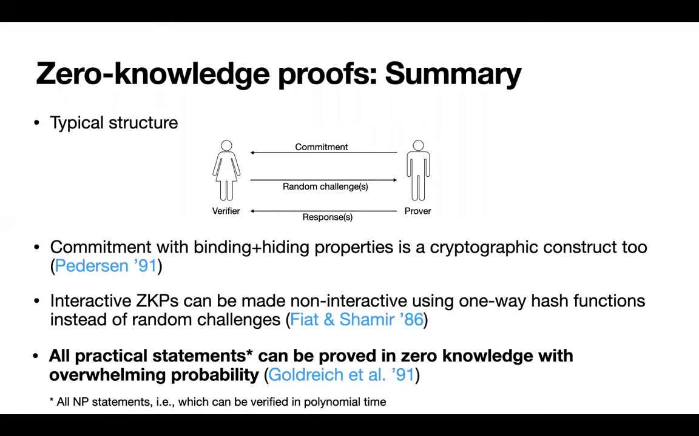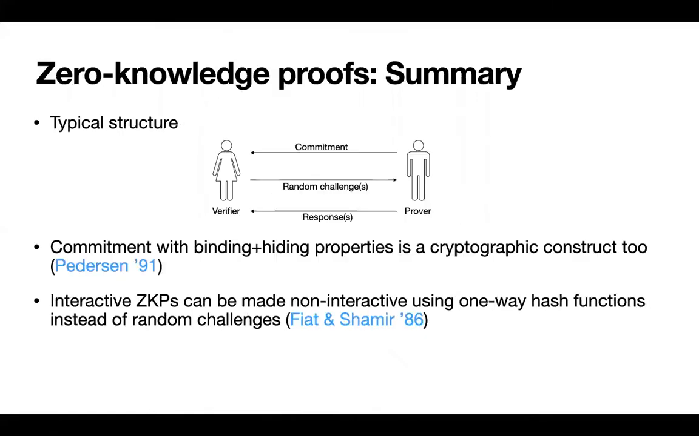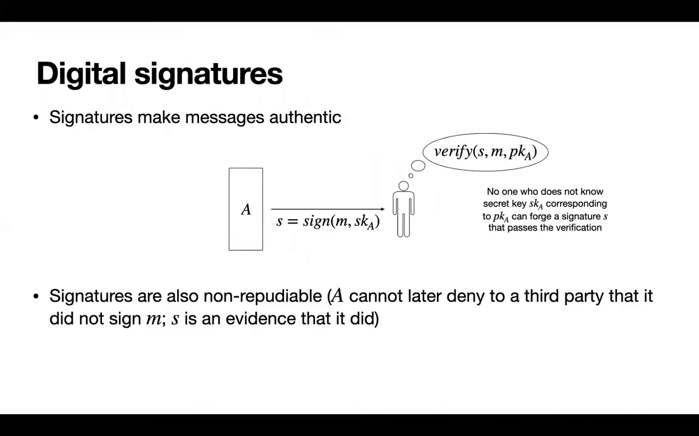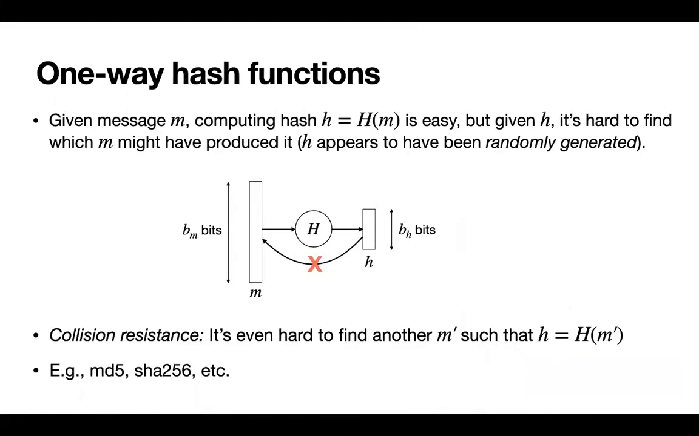So I think at this point, I would want to maybe pause for a minute to take some questions, if there are any questions. Prashant, I think there is some confusion among people to understand the difference between hash functions and encryption. Can you just help with that, and people might ask you more questions on zero knowledge proofs.